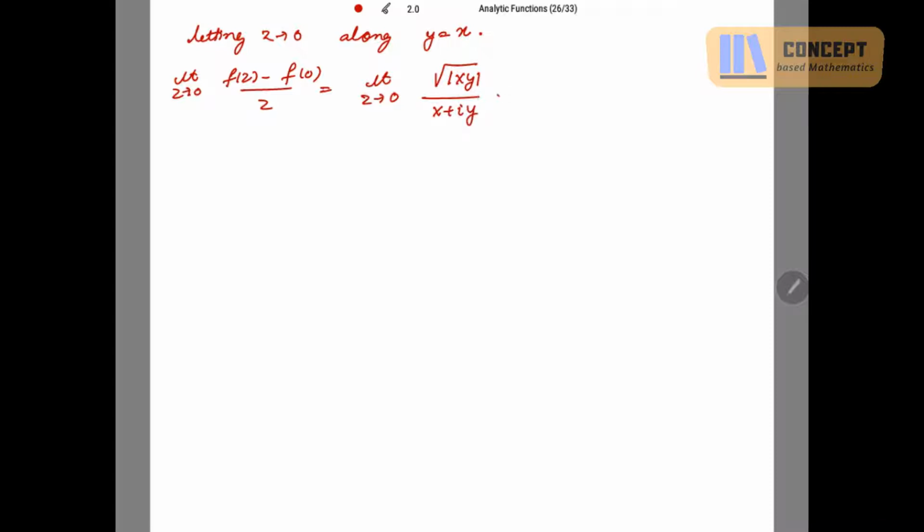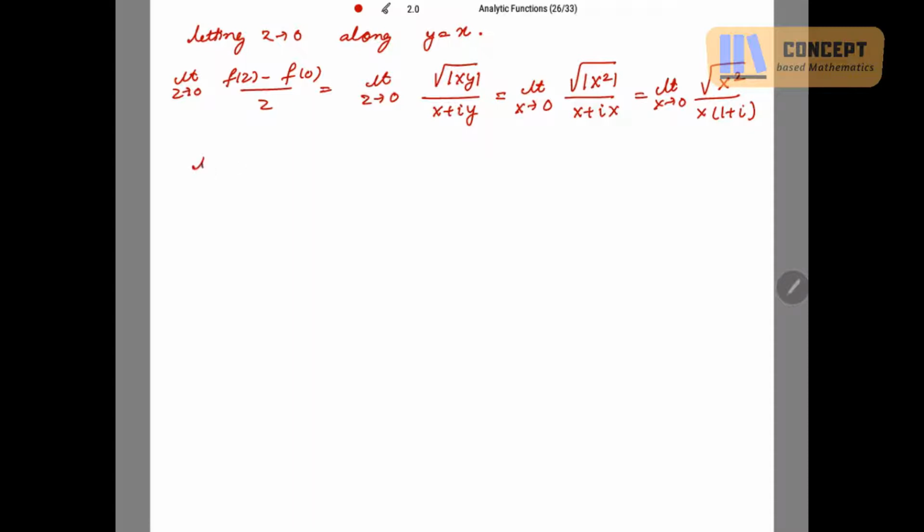Putting y equal to x, I will get, now I am writing x instead of z because my whole expression is in x, root of mod x square over x plus iota x. Further it is equal to limit x tends to 0 of under root of x square over x into 1 plus iota. Since the mod is positive, I am writing x square only.